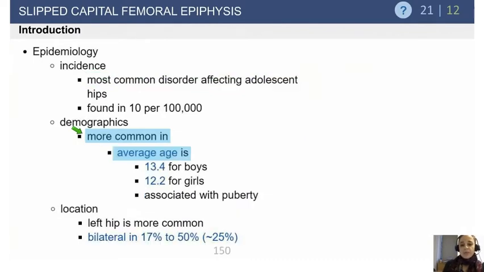The average age for boys is around 14, and average age for girls is about 12. Left hip is more common than the right, and we have no idea why that is, but in general, most hip conditions are more common on the left than on the right. And we see this bilaterally in somewhere between 17 and 50%, depending on the population that we are looking at.